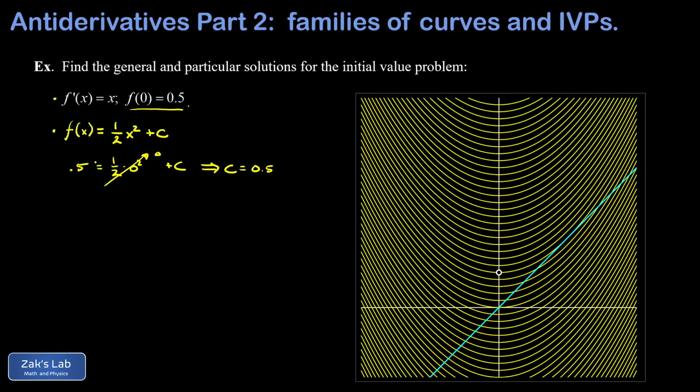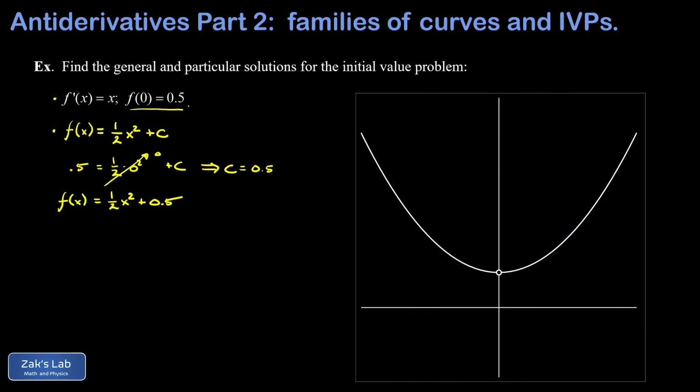So to find the particular solution of the equation, we just take the 0.5 and plug back into the general solution. And we see in the picture that enforcing the initial value selects one particular curve out of the one parameter family, the curve passing through that point given by the initial value.